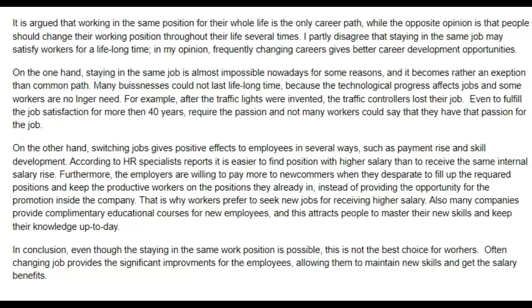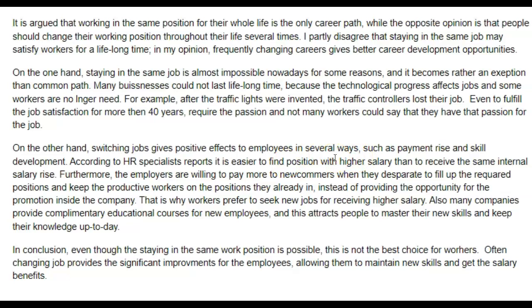All right, fine. Pay rises is what we usually call them in British English, pay rise, and skill development. According to HR specialist reports, okay, no S here at specialists. According to HR specialist reports, comma, it is easier to find a position with a higher salary than to receive the same internal salary rise.